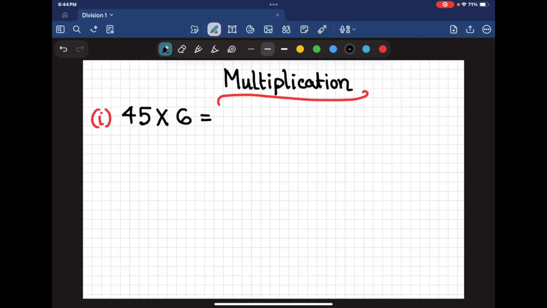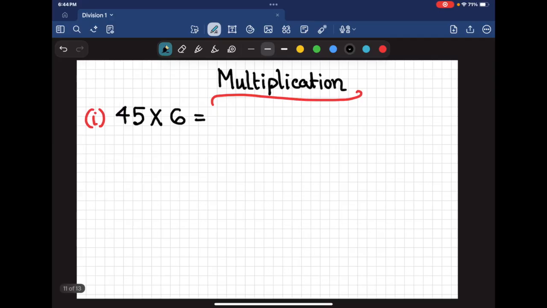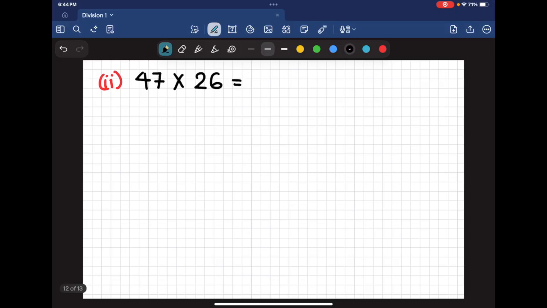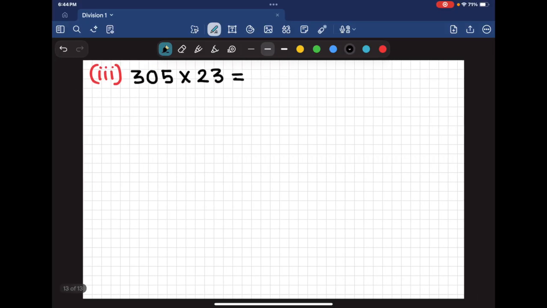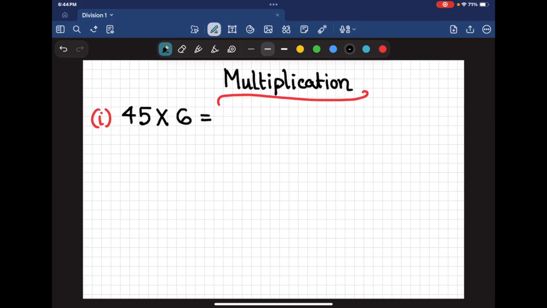And we will start with a 2-digit by 1-digit multiplication, and then we will learn 2-digit by 2-digit, and then 3-digit by 2-digit. Okay, let's start with the first one. So 45 multiplied by 6.